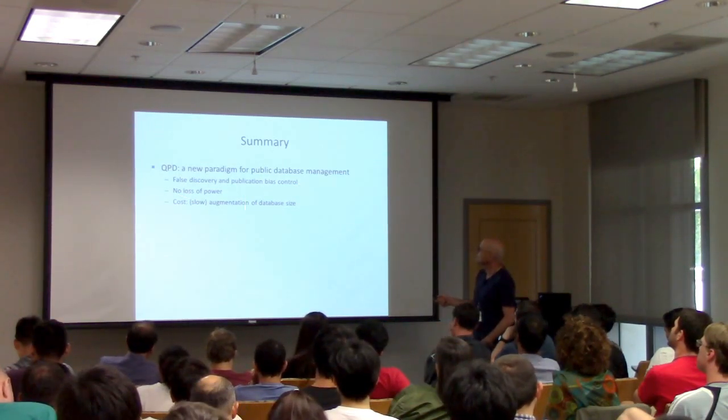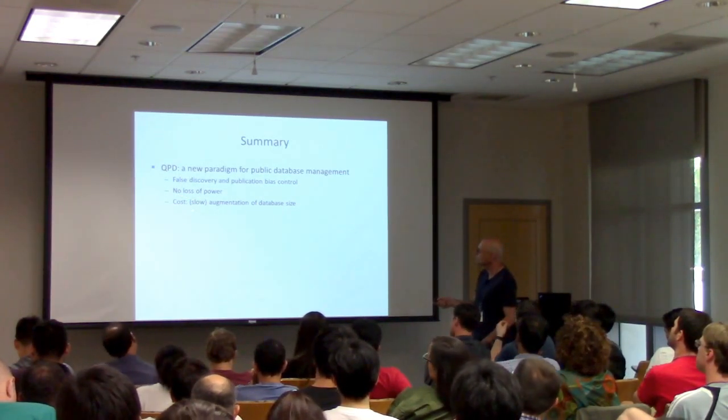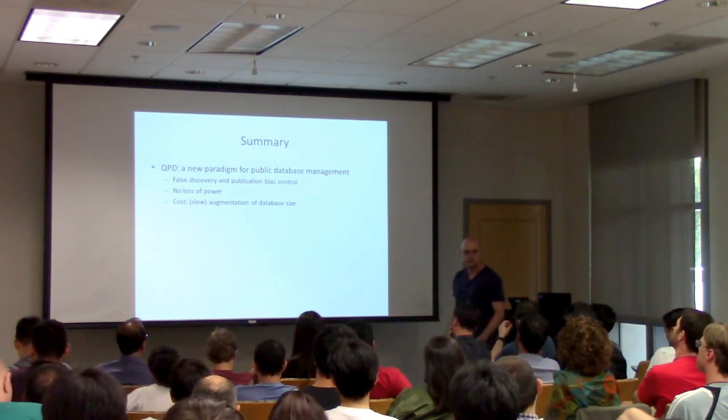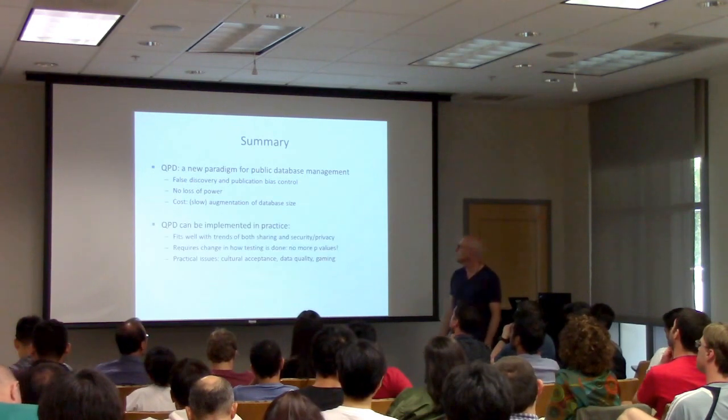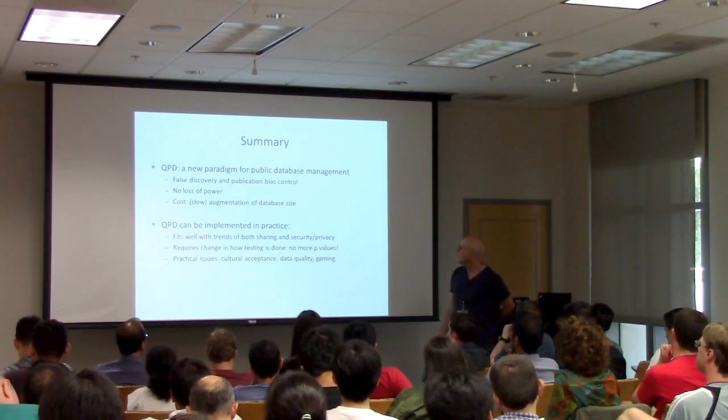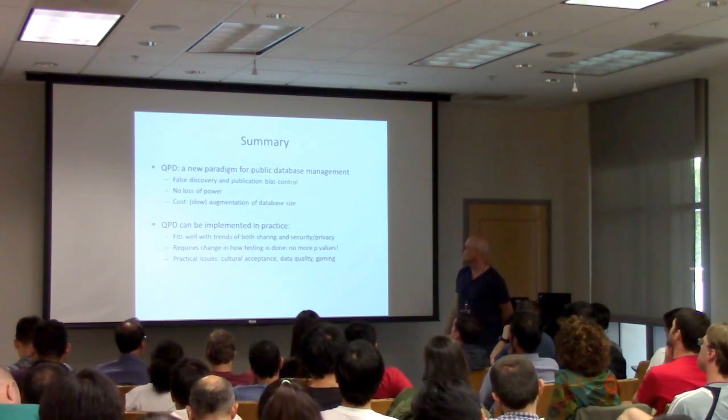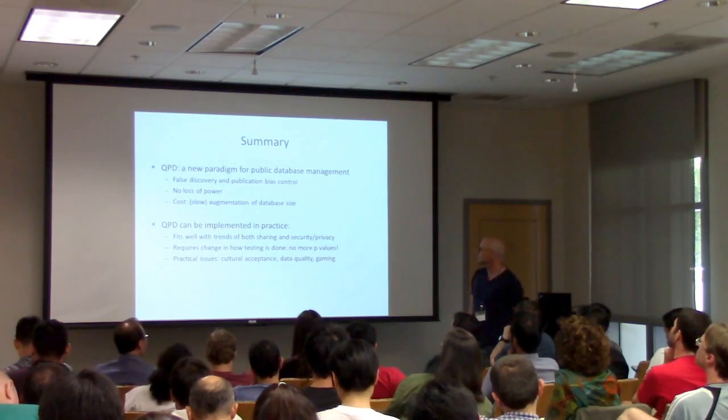We control false discovery and publication bias. We do not lose power, but we augment the database size slowly. And the key is that we can do it slowly, with diminishing costs. And this is what we talked about, whether or not it can be implemented in practice.